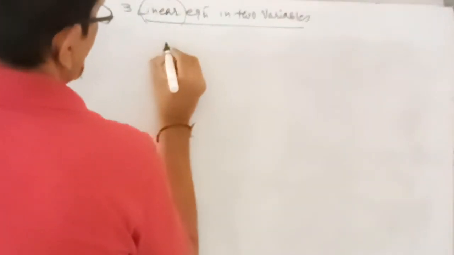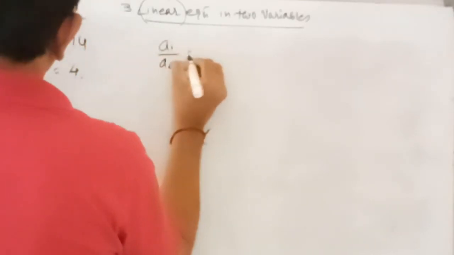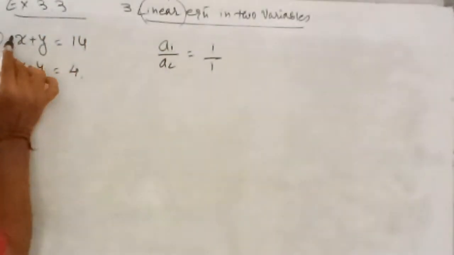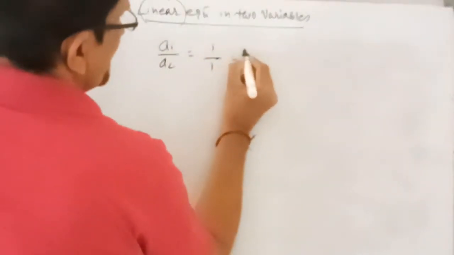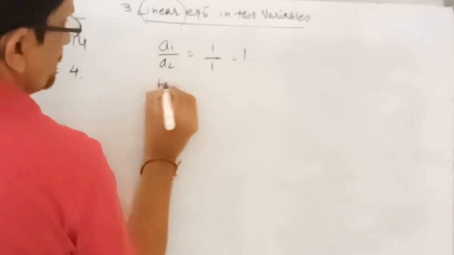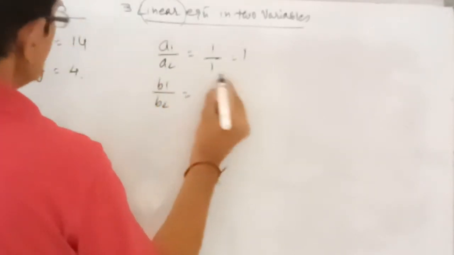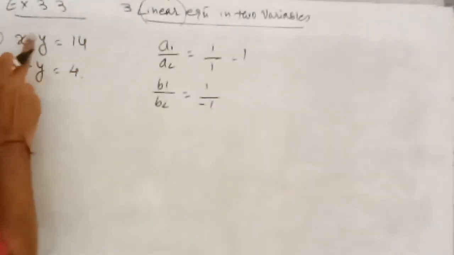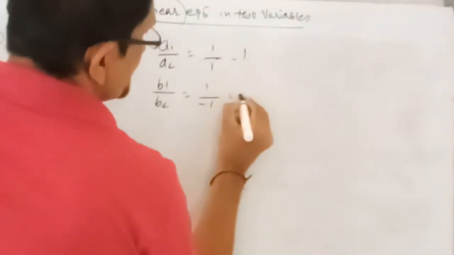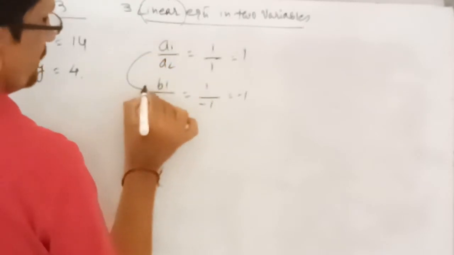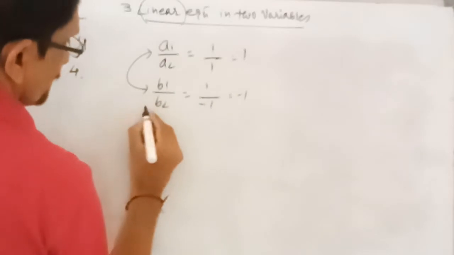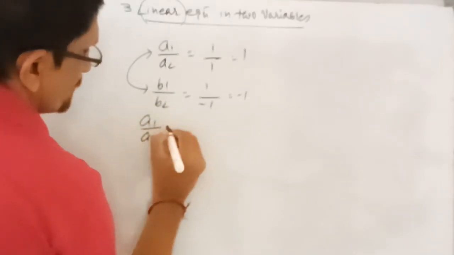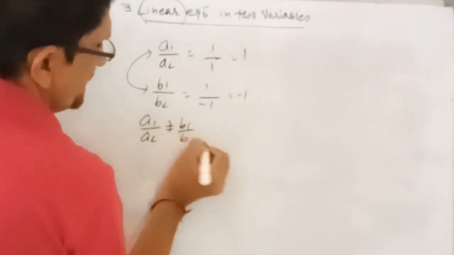So just consider a1 upon a2. So it is 1 by 1. a1 upon a2, coefficient of x in both the equations. So ultimately the answer is 1. b1 upon b2. So it is 1 by minus 1, so this is minus 1. So both are not equal. a1 upon a2 is 1, b1 upon b2 is minus 1. So that means a1 upon a2 is not equal to b1 upon b2. So that means a unique solution is possible.